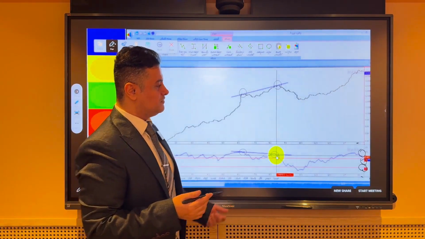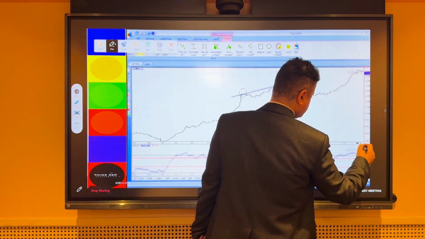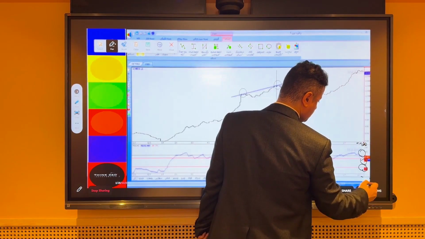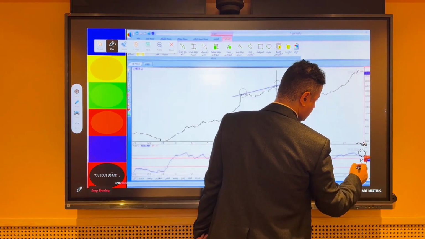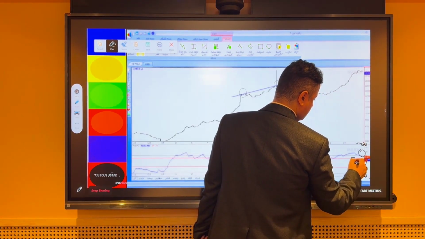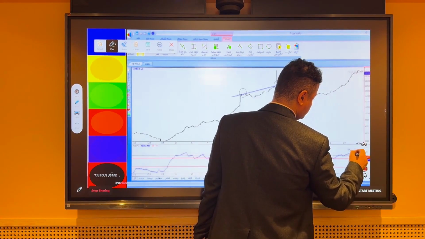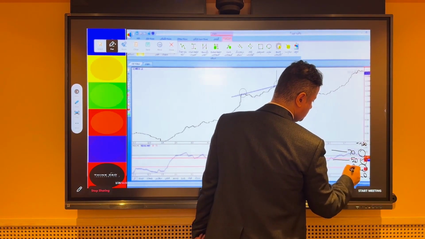You see the lines 30, 50, and 70. That is the RSI, which ranges from 0 to 100. This line is line 30. This line is line 50. And this line is line 70. That is the lines that are drawn here.